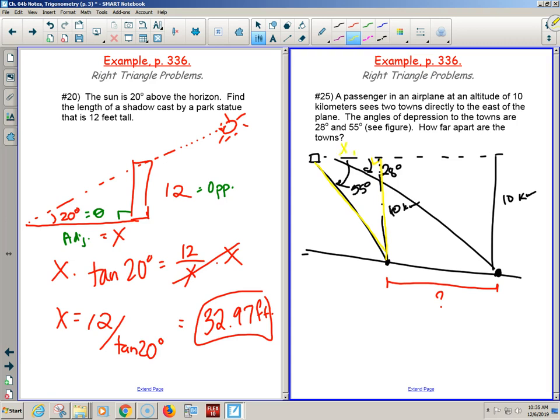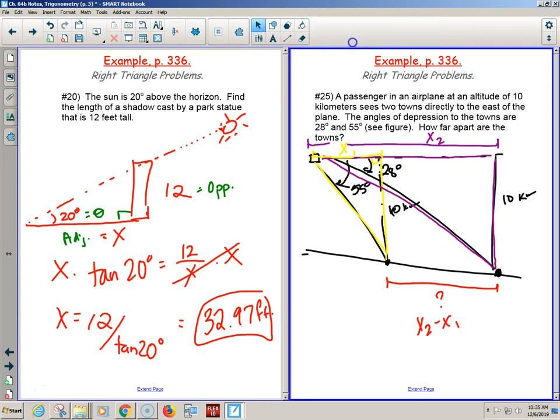Find that adjacent? Exactly. And then find that adjacent. And all you gotta do is just subtract. Oh, so it's really just two different triangle problems, solving for two different adjacents, and then just saying, hey, what's x2 minus x1? Could these get interesting? They could. But are they still just using triangles? Yes.